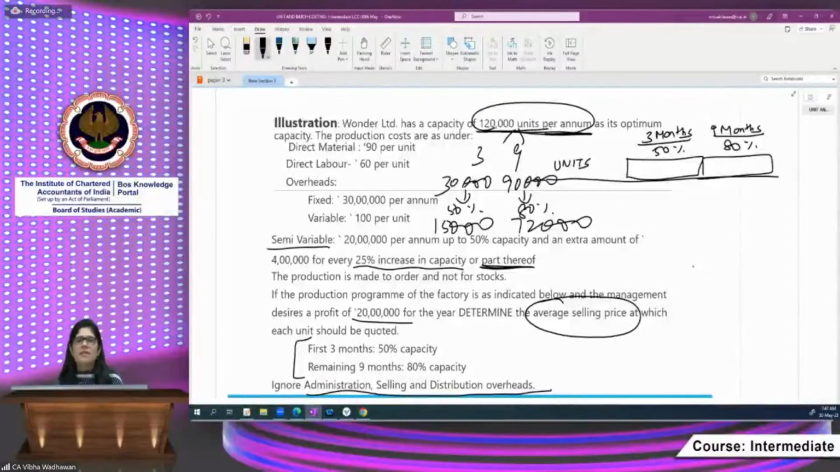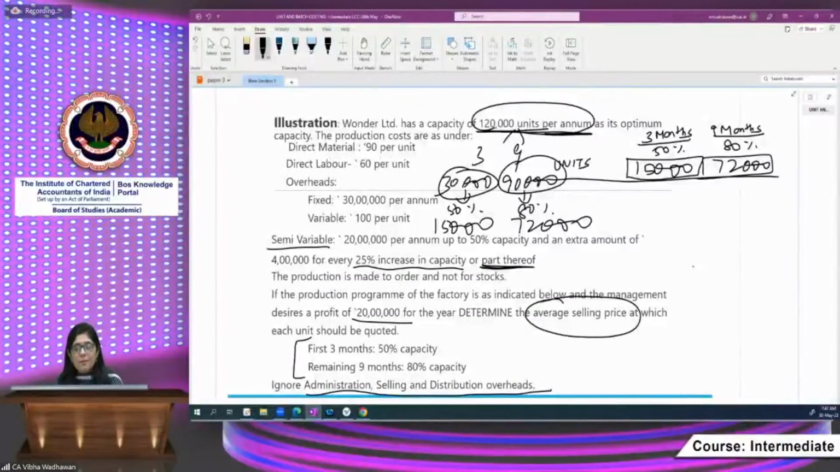That is the understanding. Students, you have to be very, very careful. The first step is to calculate the number of units. If you have done 60,000 and 96,000, your entire question will be wrong. Clear? So you have to be very careful. 1,20,000 units per annum. If it's per annum, first split for 3 months and 9 months. Then after doing 3 months and 9 months, do 50% capacity and 80% capacity respectively. So it has to be 15,000 and 72,000.